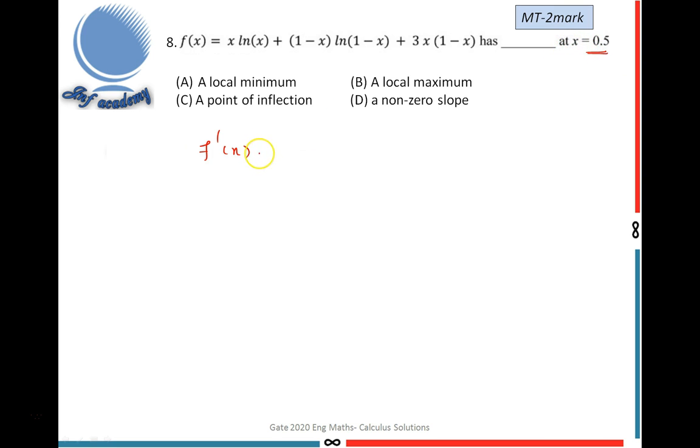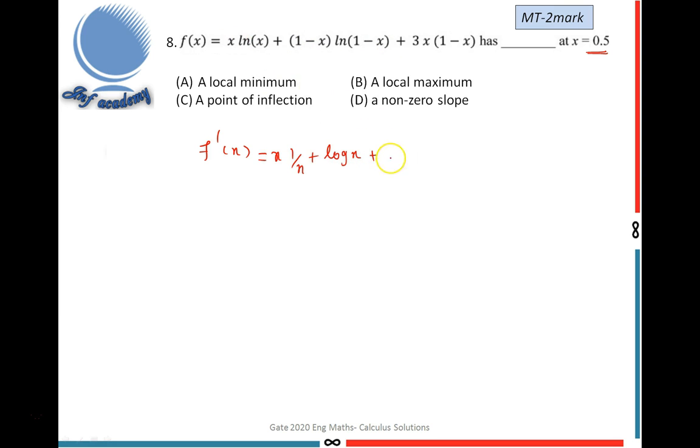So I find f'(x). In that place, I use the second derivative test. So first I find f'(x). What is f'(x)? Here I use the product formula: d(uv) is u dv plus v du. That is x into 1/x plus v into du, where du is 1.